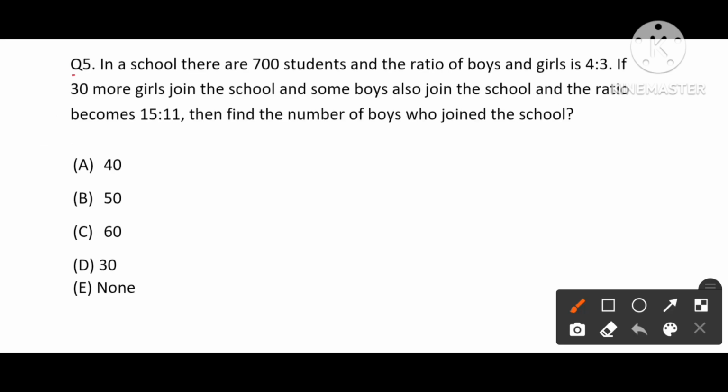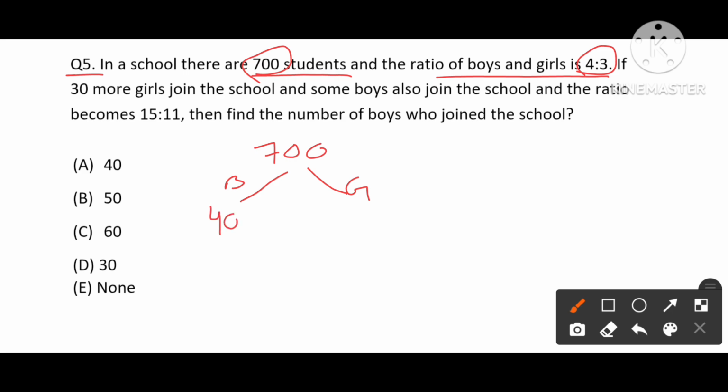Now question number 5. In a school there are 700 students and the ratio of boys and girls is 4:3. Okay, there are 700 students, and boys and girls are in the ratio of 4:3, which means 4 plus 3, 7 parts. 7 parts value is 700, which means each part value will be 100. So this must be 400 and this is 300. So we got the number of boys and the number of girls.